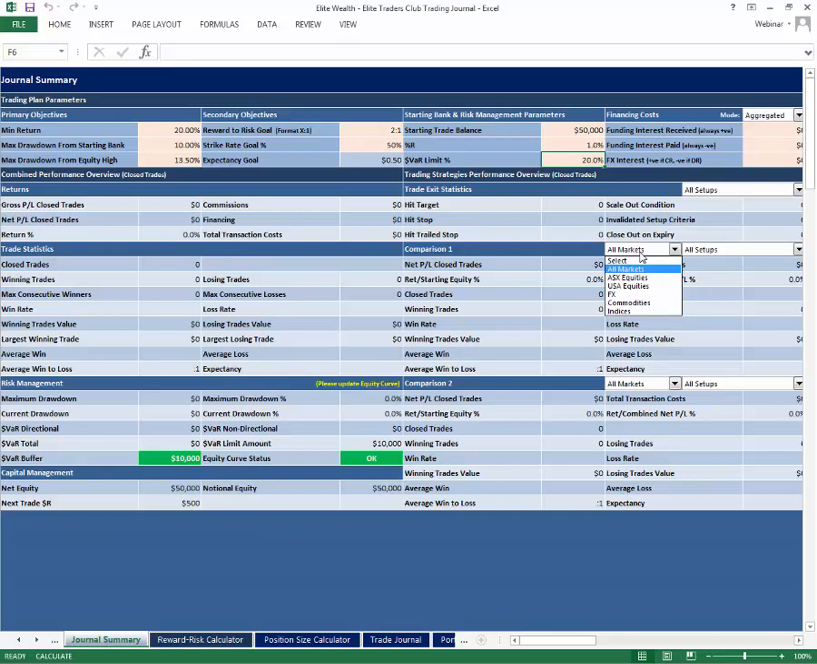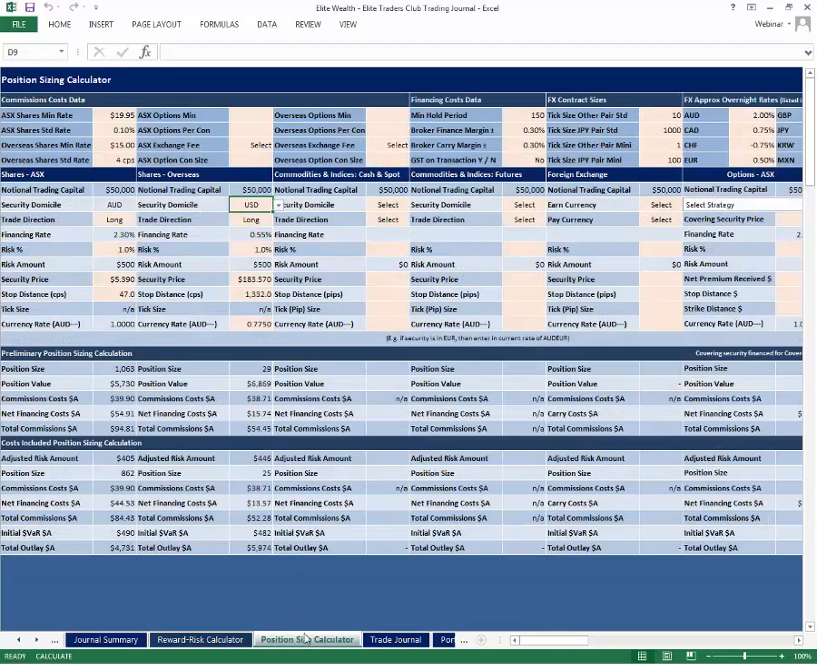So you can segregate your results on whichever markets, Australian market, US market, and if you're trading FX, commodities, etc., you can go through that as well. So that's the journal summary page set up. Let's go to the position sizing calculator page.